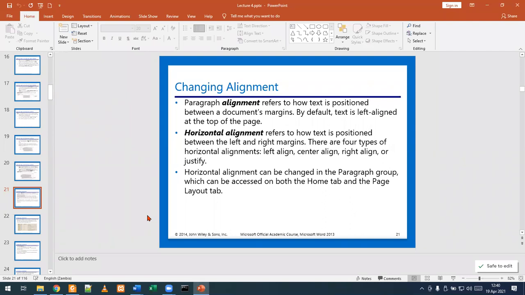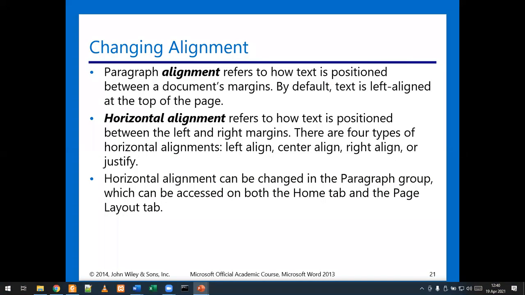So we've already looked at alignment. So let's quickly go through these notes. Changing alignment. Paragraph alignment refers to how text is positioned between the document margins. By default, text is left aligned at the top of the page. What this means is that whenever you are typing, text will always flow starting from your left, moving to your right. Then we have what is referred to as horizontal alignment, which refers to how text is positioned between the left and right margins. There are 4 types of horizontal alignment.